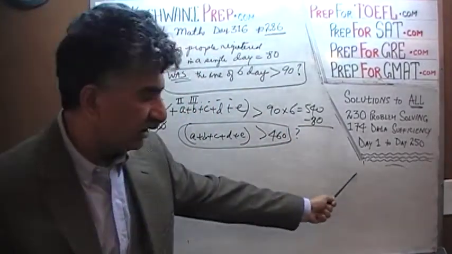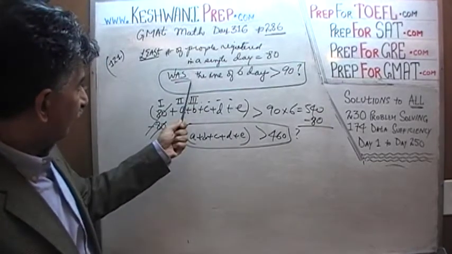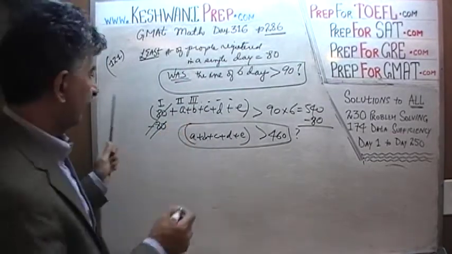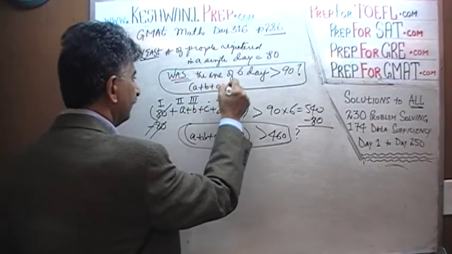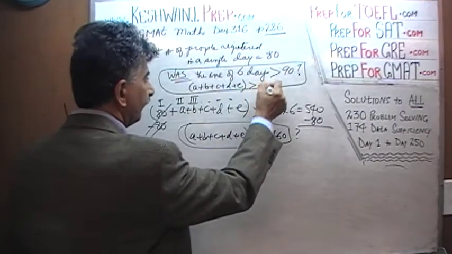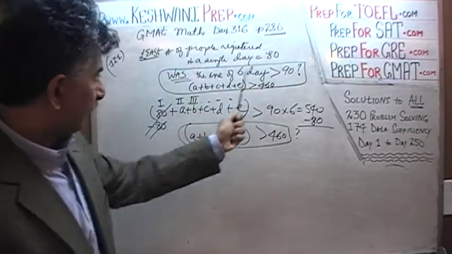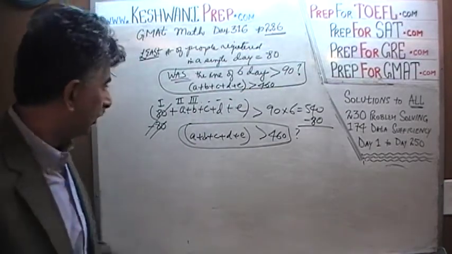Let's put this thing on the side so that we have the room to work now. So what this question is asking is, A plus B plus C plus D plus E, is their sum more than 460? That's what this boils down to. Okay, let's look at the first statement and see what they tell us. Now we are ready to do our work.